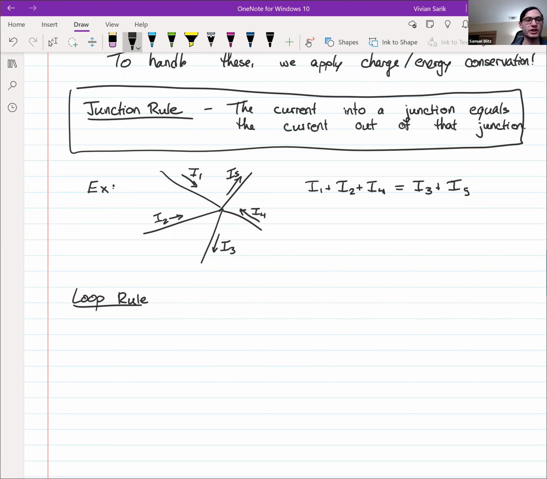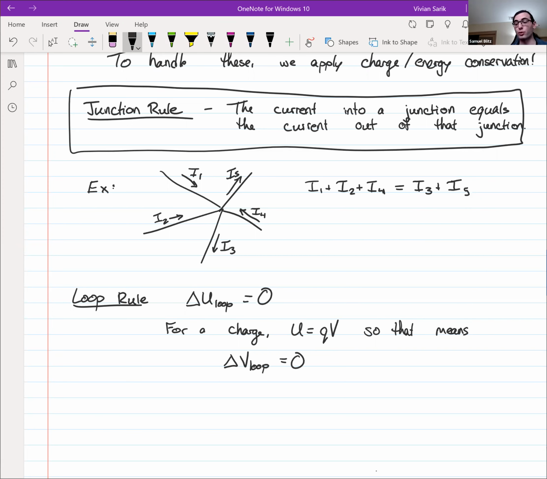And so the loop rule is really saying that the change in potential energy of a single electron or a single charge around a loop is 0. But we can decompose this into more circuit-friendly ideas. For a charge, the potential energy is just the charge times the voltage. So that means that the loop rule, that the change in potential energy over an entire loop is 0, just becomes that the change in potential across a loop is 0.